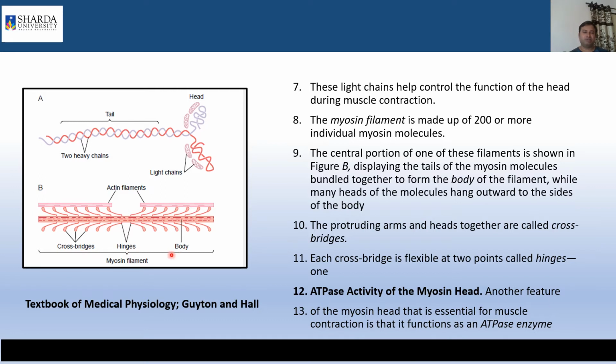During muscle contraction, ATP binds with the cross bridge or myosin head. As a result, this enzyme breaks down ATP into ADP and phosphate. As a result, energy is released, and this energy helps in the contraction of the muscle. This energy will be responsible for the tilting of the myosin head.